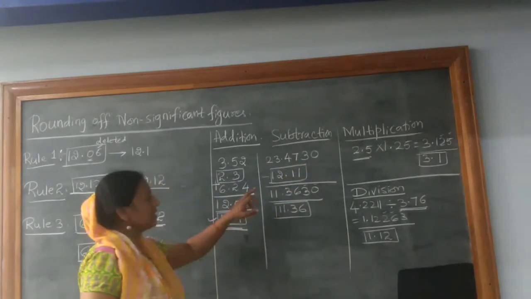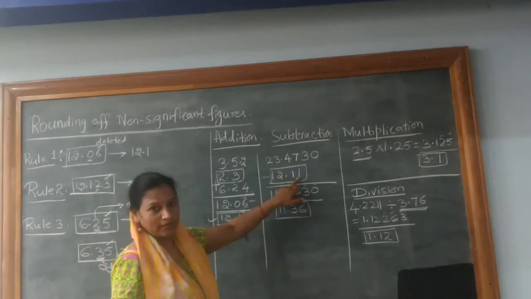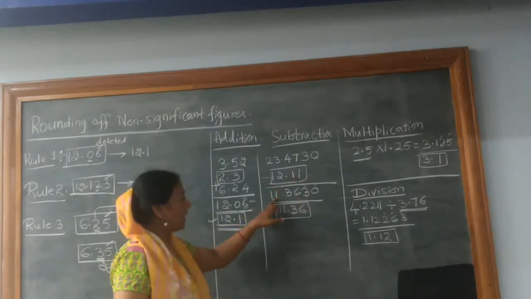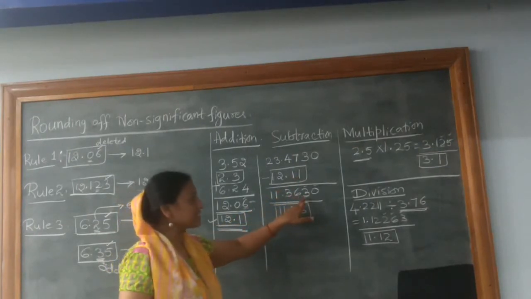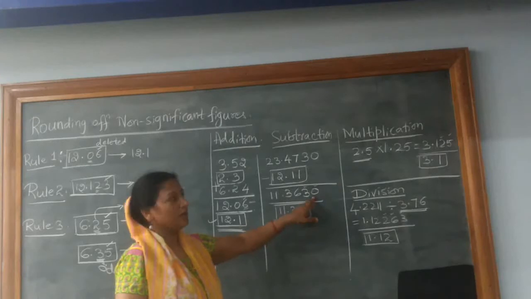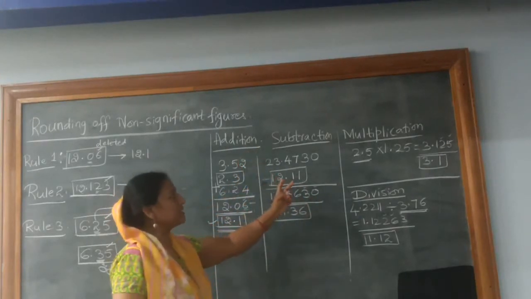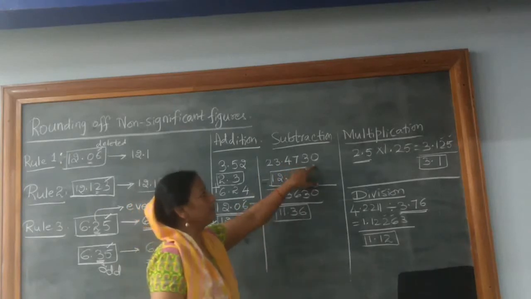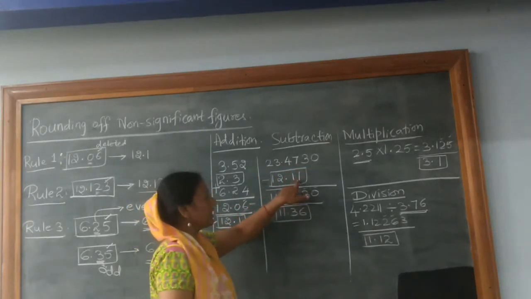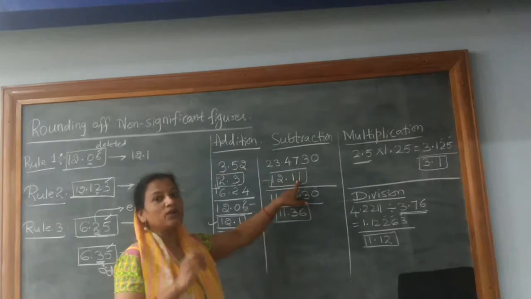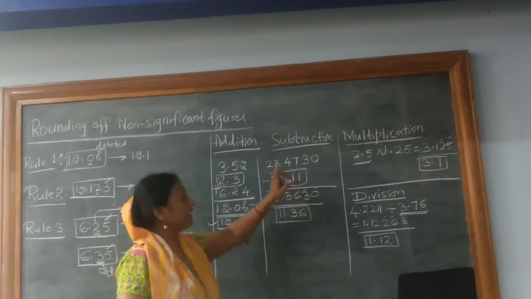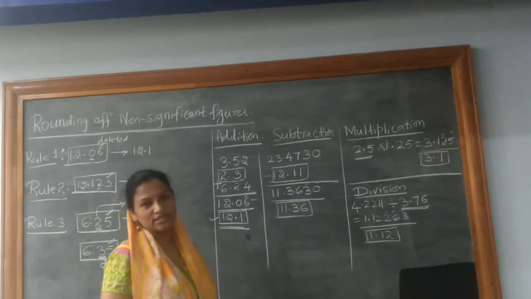23.4730 minus 12.11. So the value will be 11.3630. Out of the 2 values given here, the first value contains 4 decimal places. Second, 12.11, is having only 2 decimal places.